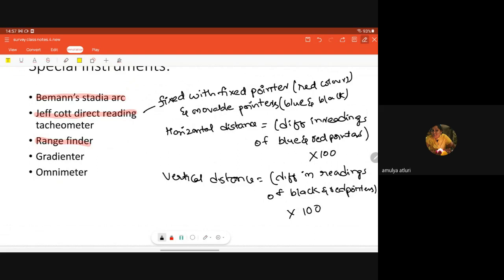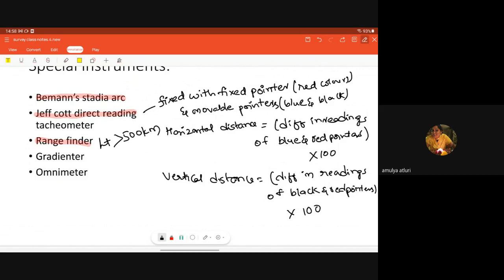Next, range finder. What is range finder? It is suitable for inaccessible points between which the distance can be measured. It is more suitable for targeting objects at a height above 500 kilometers. If my points are inaccessible and I want to measure the distance between them, we use range finder equipment.